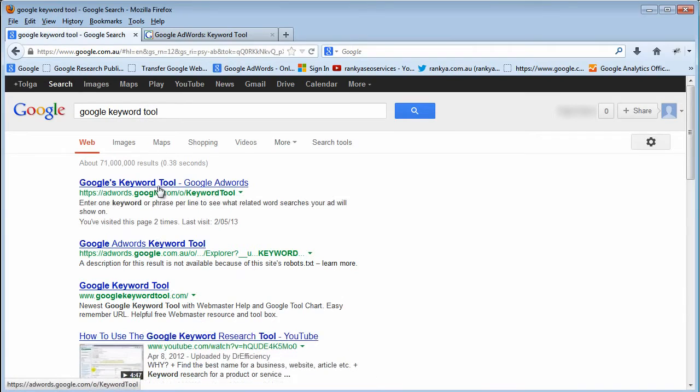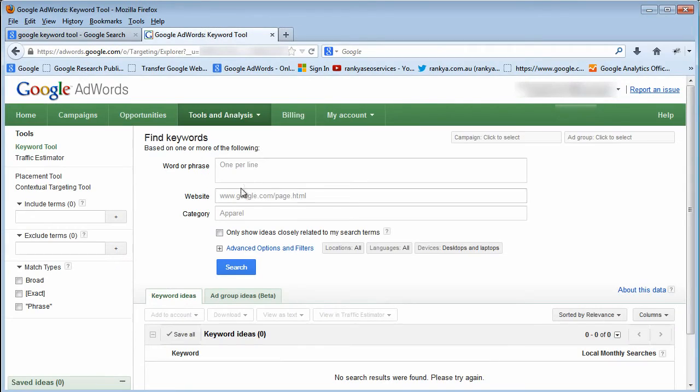Simply we go to Google and type Google Keyword Tool and it should give us the result as far as this URL is concerned. Okay, it should be the first result. If not, just keep in mind that this is the URL. Okay, and the interface looks like this.